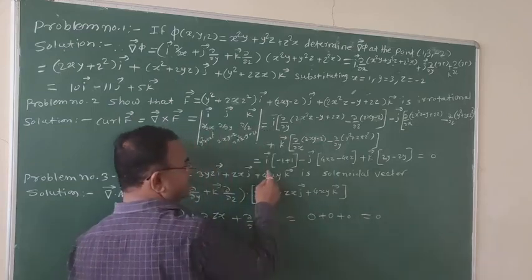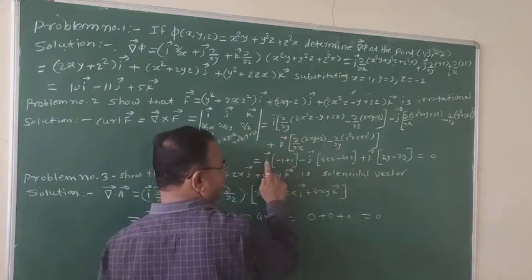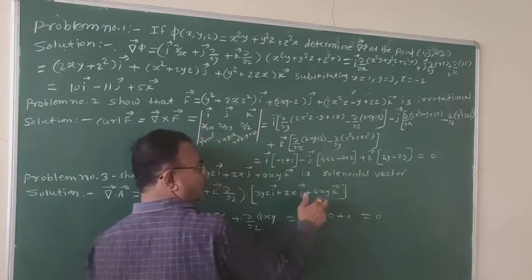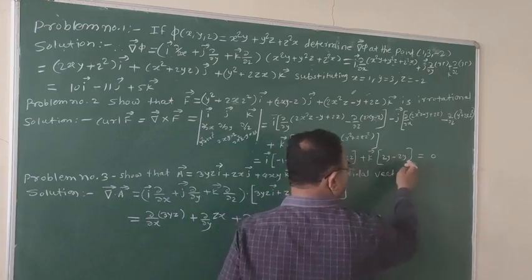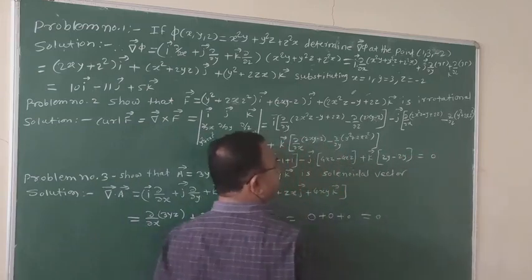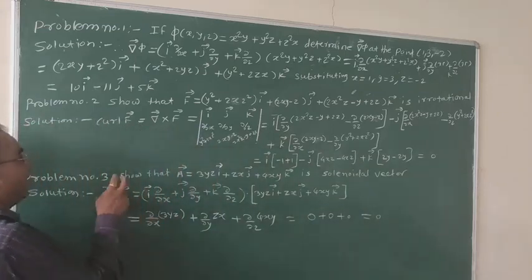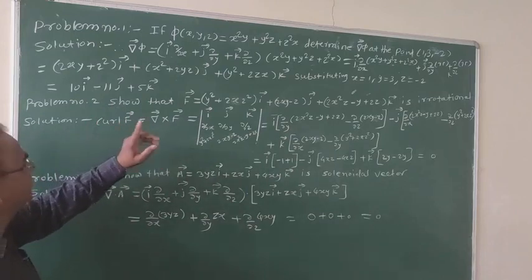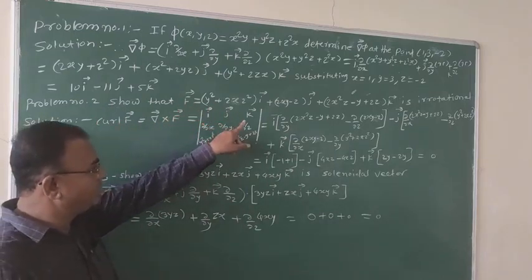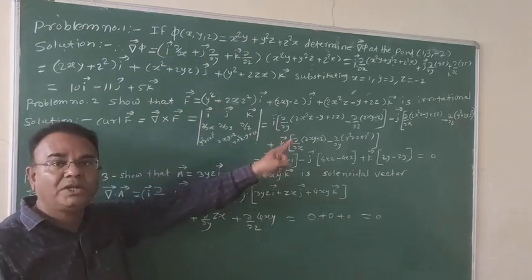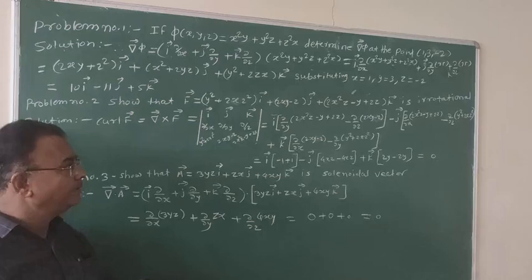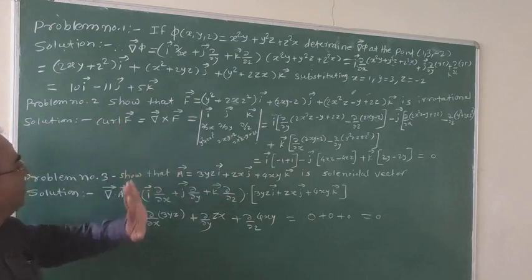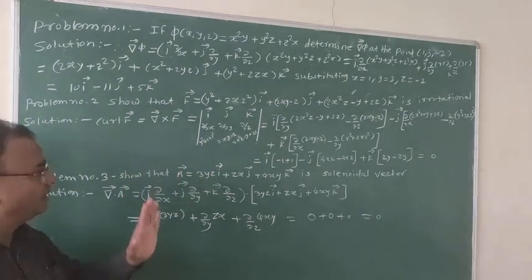When we consider that, i into minus 1 plus 1 is 0, minus j into 4z minus 4z is also 0. And we have similarly k into 2y minus 2y gets cancelled, 0. And the final answer is 0. Therefore, as we have curl of f1 is 0, we can say that the given vector f1 is irrotational. That means the condition for an irrotational vector, curl is 0, is satisfied, and therefore we can say that the given vector is an irrotational vector.